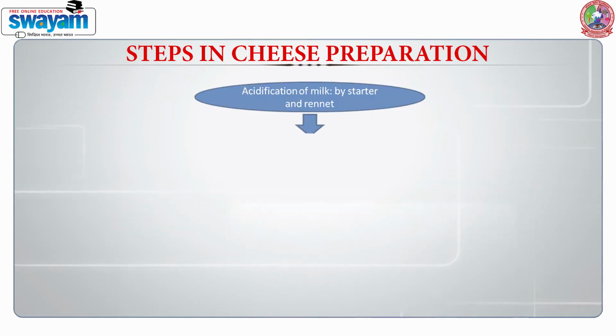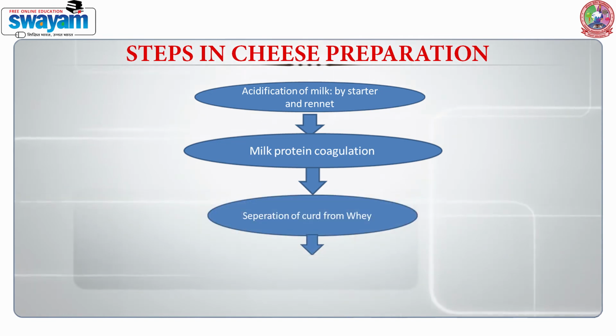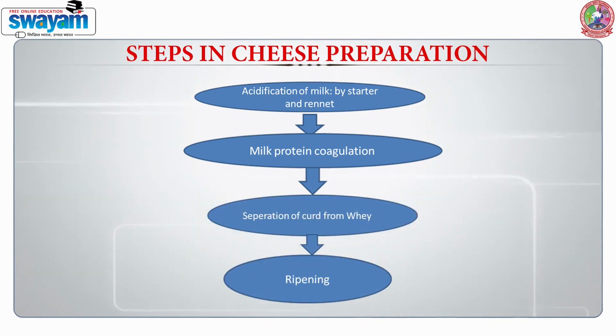Now, let us see what are the steps in the production of some of the fermented products using the starter cultures. So, the steps required for the cheese preparation are: first, acidification of the milk by the starter and the rennet; second, milk protein coagulation, followed by separation of curd from the whey, and then ripening of the cheese take place.